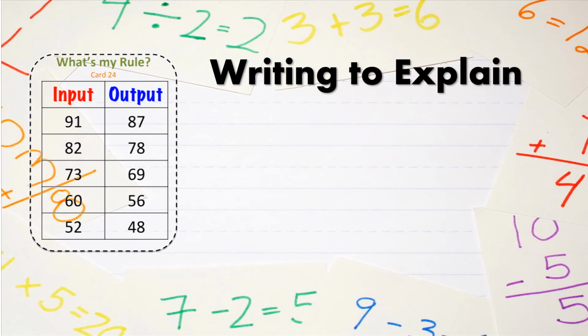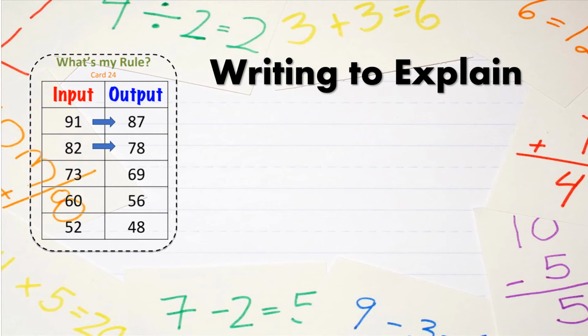So, writing to explain. We always want to make sure that we are looking from input to output. In this case, we have 91 and we're going to 87, and we notice it's a decreasing amount. So we look at the next set of numbers, 82 to 78. That is also a decreasing amount.